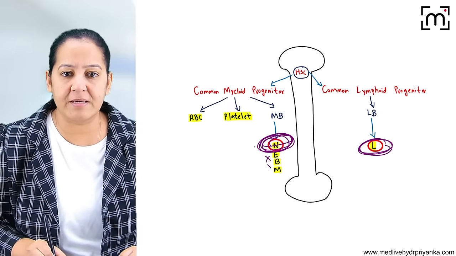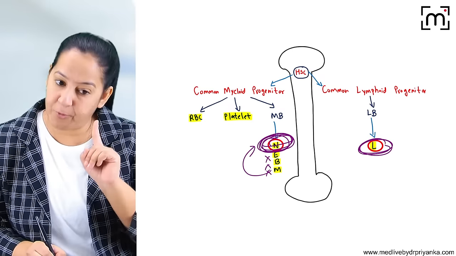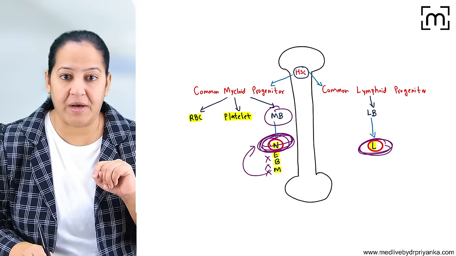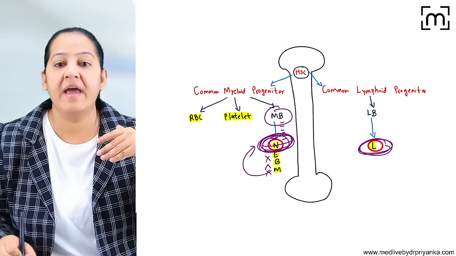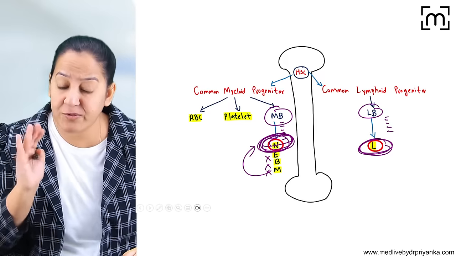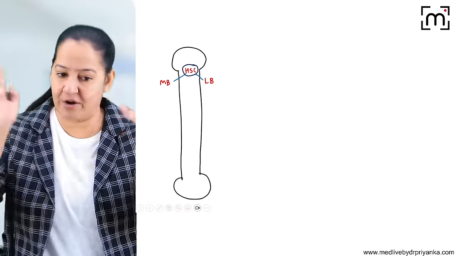I'm not teaching you the precursors of these three. They are the same as those of neutrophil. So we will take a prototype from here, that is neutrophil. The neutrophil is formed from the myeloblast and there are many intermediates in between. And the lymphocyte is formed from the lymphoblast and there are certain intermediates in between. We have to see those intermediates, which are known as precursors. Got it?